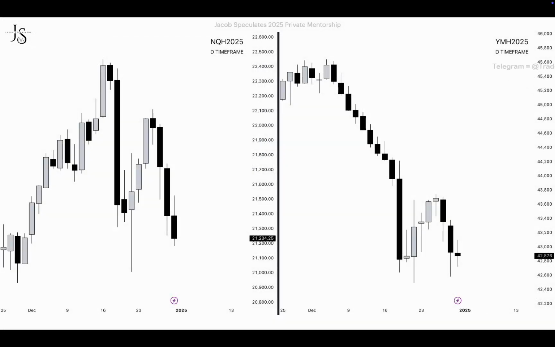So looking at the daily chart on the NASDAQ and the Dow, we have the NASDAQ on the left and the Dow on the right. As you can see, we have a daily TPD right here.